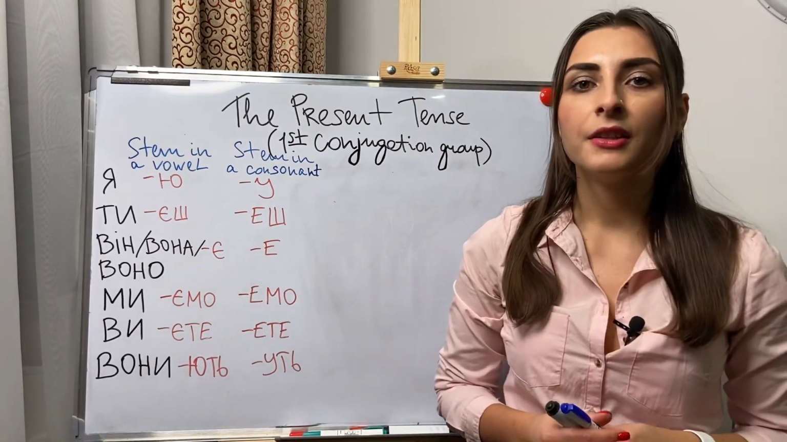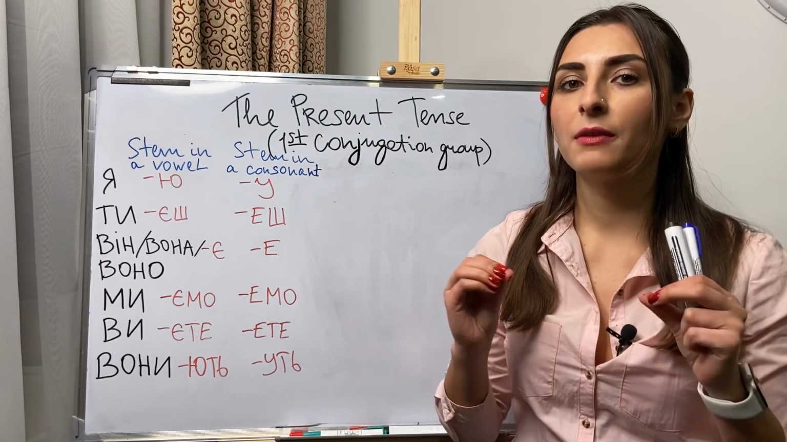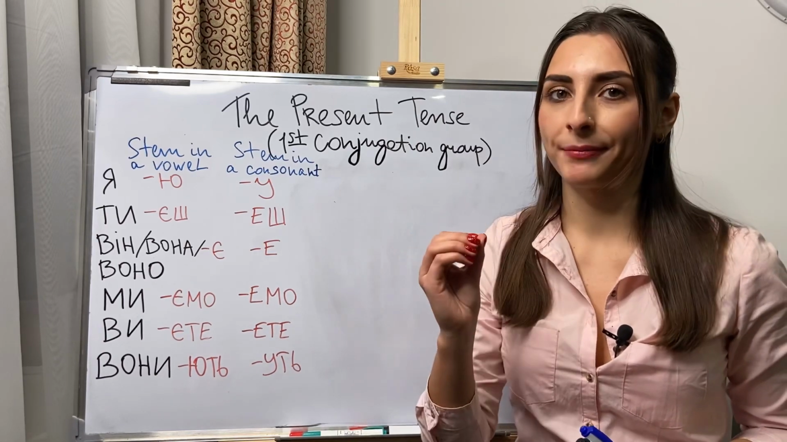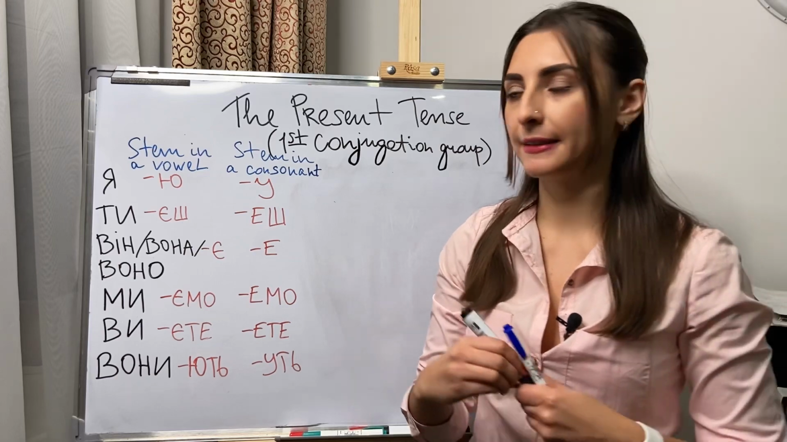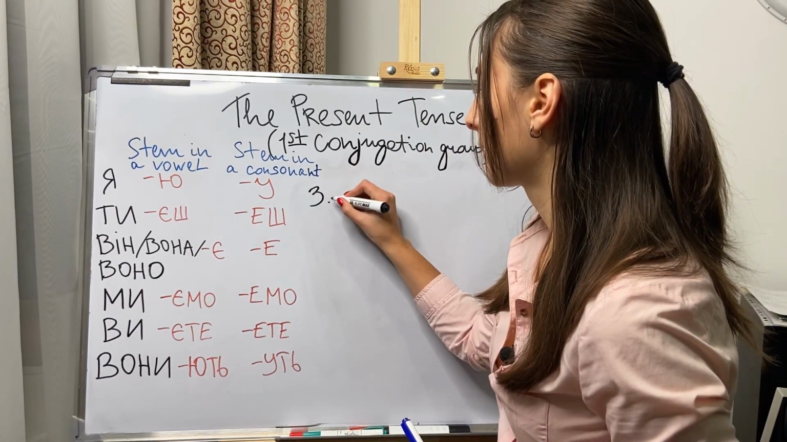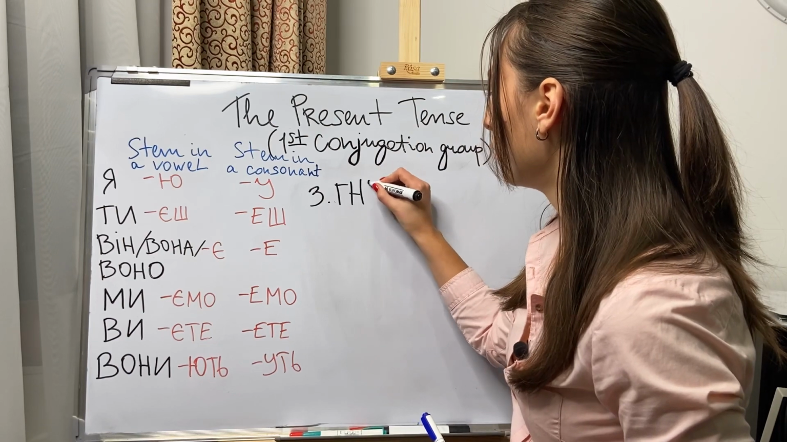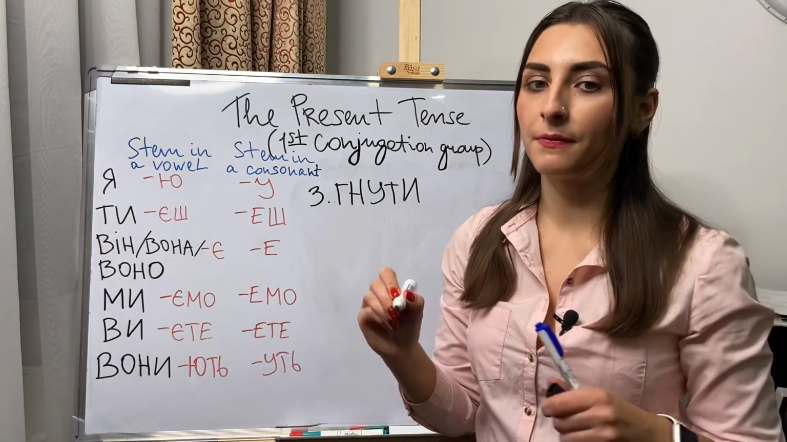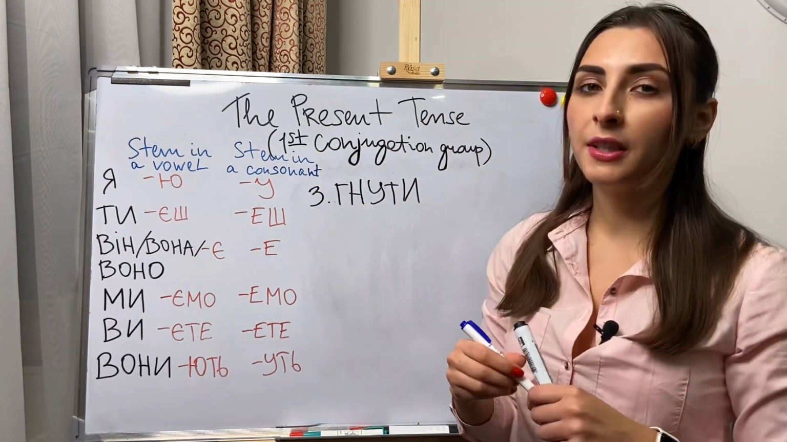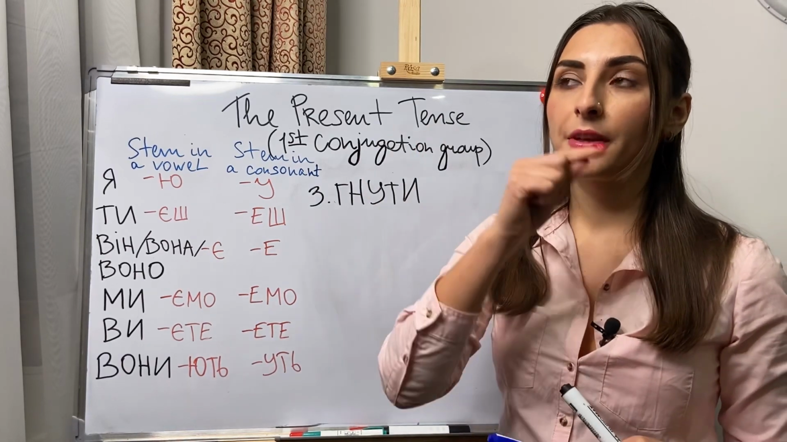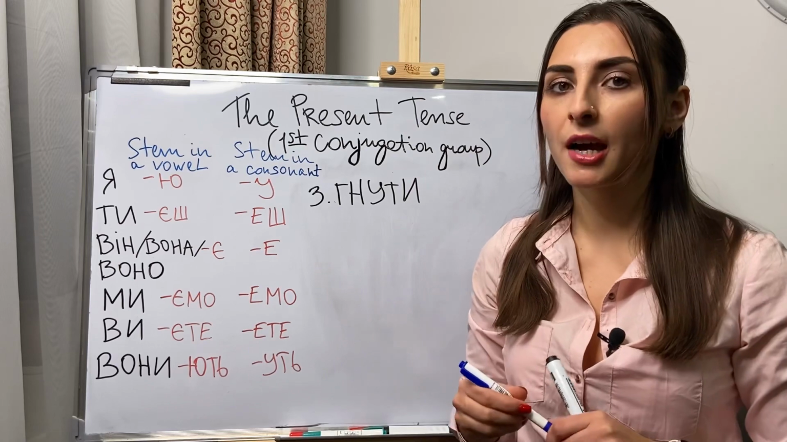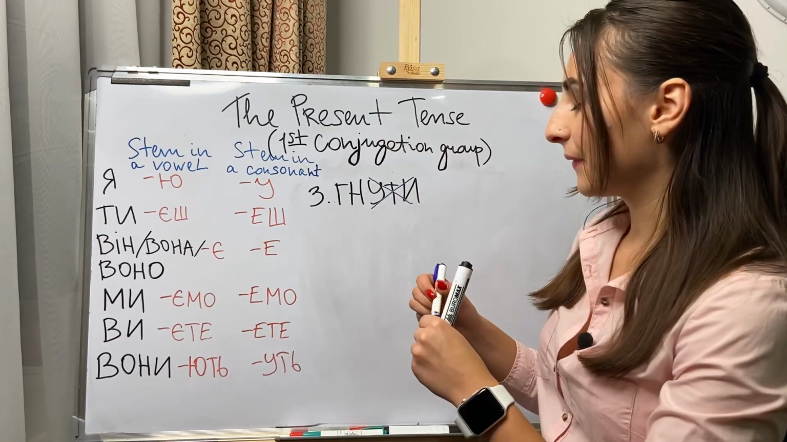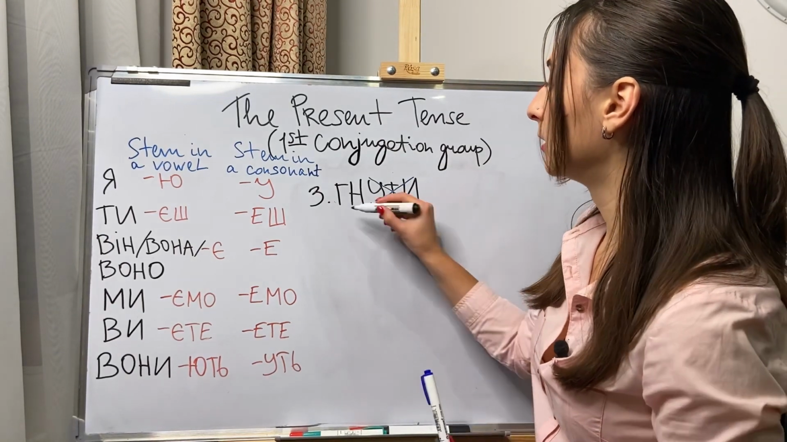Okay, the third type of the verbs that belong to the first conjugation group have this ending uti. So let me show you the example. The third one, гнути. Гнути means to bend. And you think, okay, I need to drop infinitive ending ty, but here you have to drop more. So you have to drop uti. And we have the stem gn.